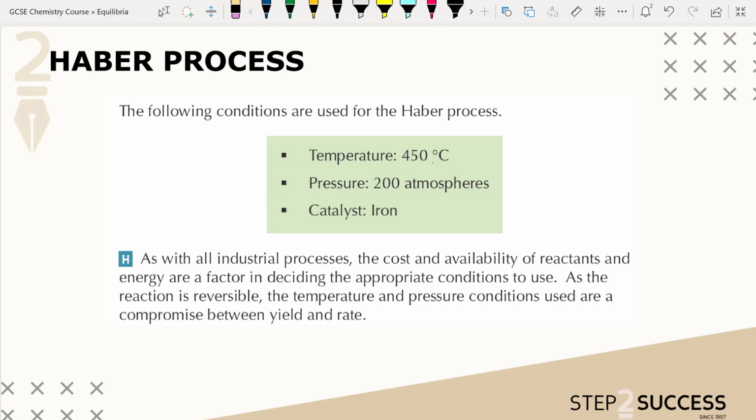So all of this is about balancing the amount of ammonia we produce, or the amount of product that we want, and how quickly and how cheaply we can do that. So all of these things in real life is a balance. As with all industrial processes, the cost and availability of reactants and energy are a factor in deciding the appropriate conditions. And so we have to find a compromise with the temperature and pressure between how much ammonia we're going to get and how quickly we're going to get it. So we just have to balance those things out. Yes, in a perfect world, we could use a very low temperature and a very high pressure, but that doesn't always work.